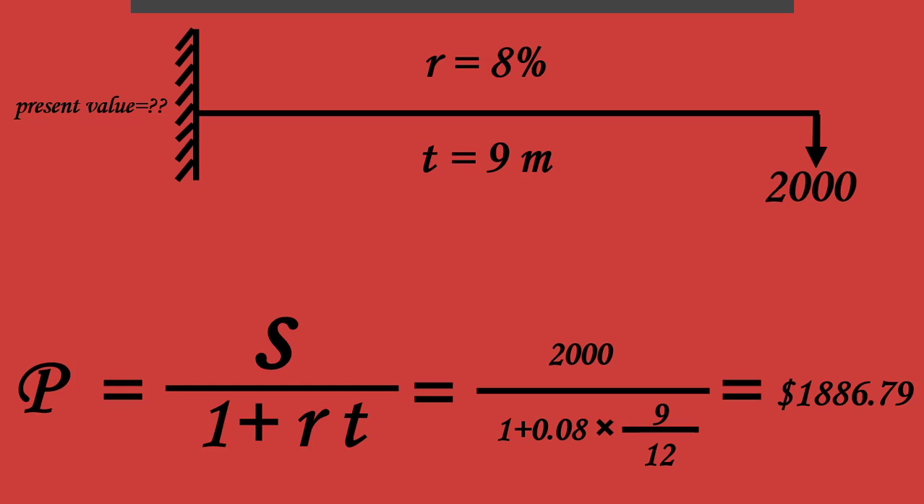Under the condition that T must correspond with the rate, which is annual, the time must also be annual. So T will be equal to 9 over 12. So P is 1,886.79.